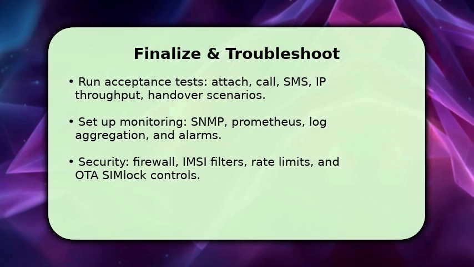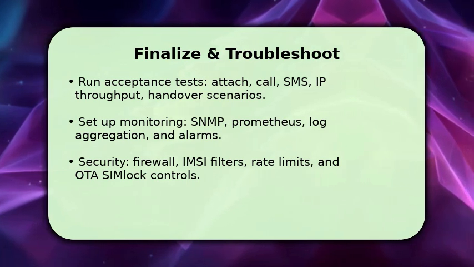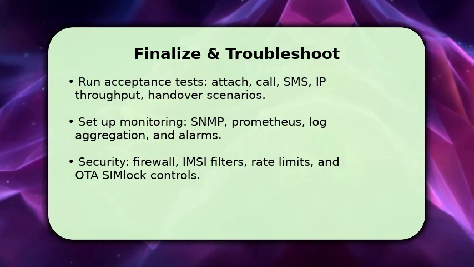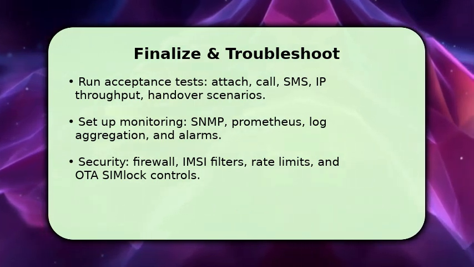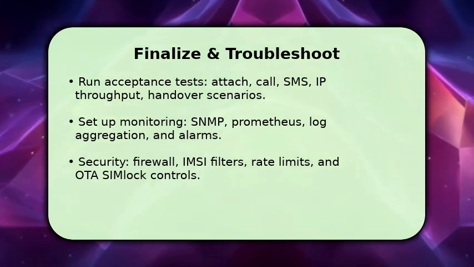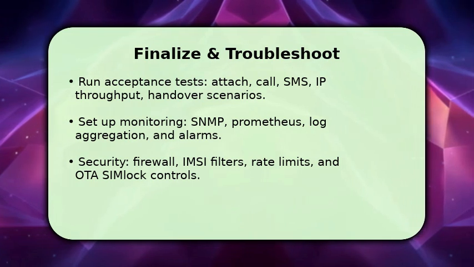If things go wrong, first isolate layers: radio vs core vs backhaul. Use logs and packet captures to find failed SIP/Diameter transactions or RRC setup failures. Then fix config or replace faulty hardware.